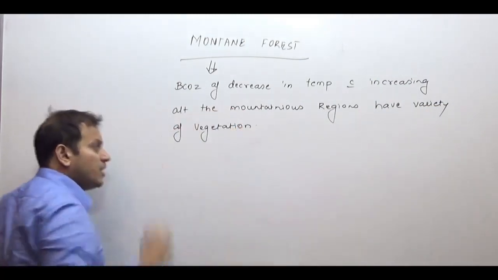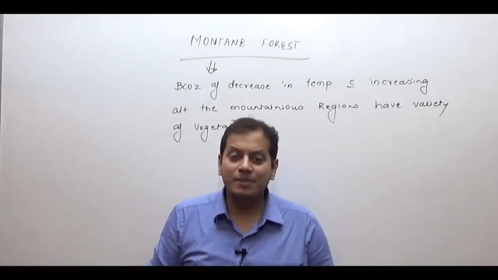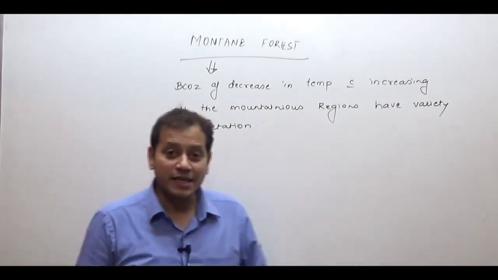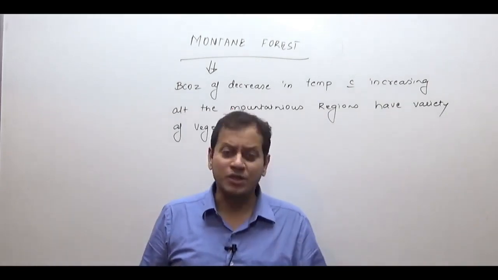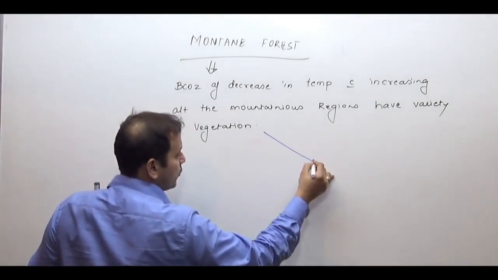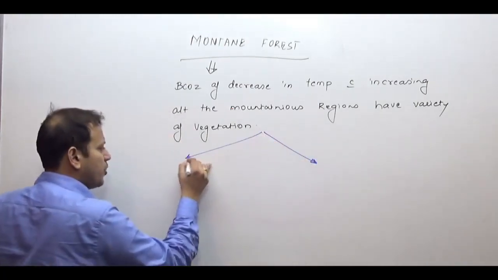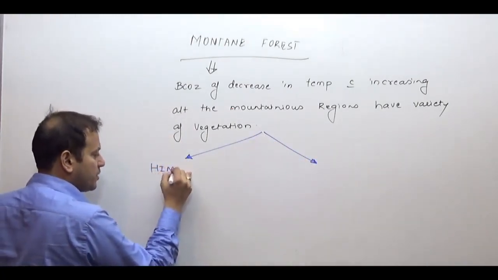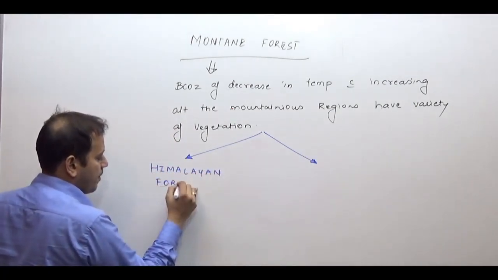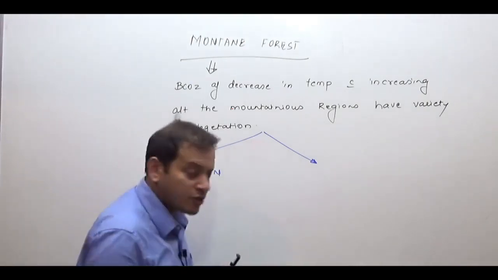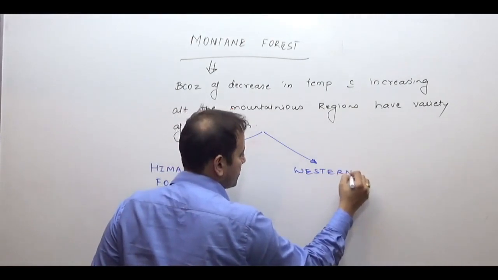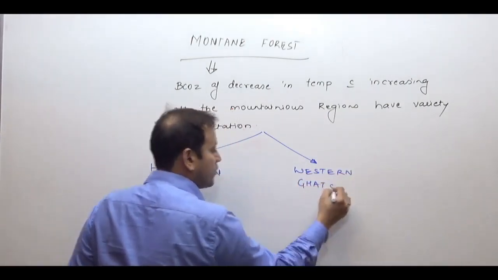That means the height of a mountain can determine how much variety of vegetation it can have. If the mountain is not of a very great height, then the variety of the vegetation will be lesser. In terms of height, we have two mountainous systems which are important. One is the entire Himalayan mountain system, and the other are the forests of the Western Ghats, especially the tall hills of the Western Ghats.